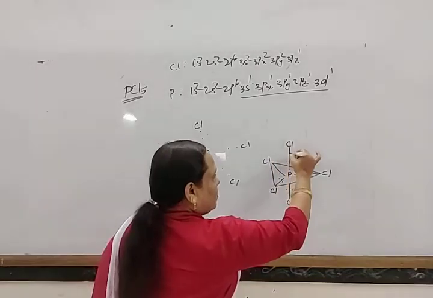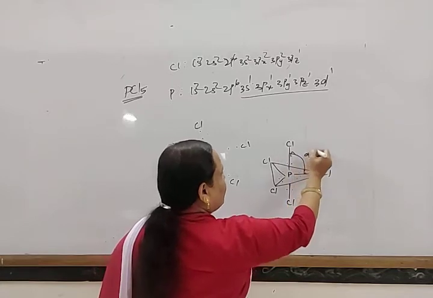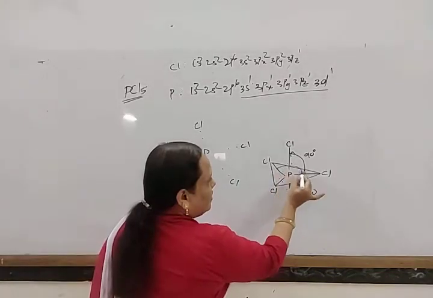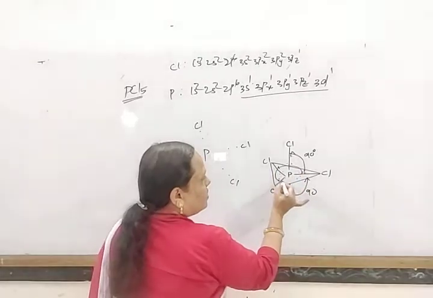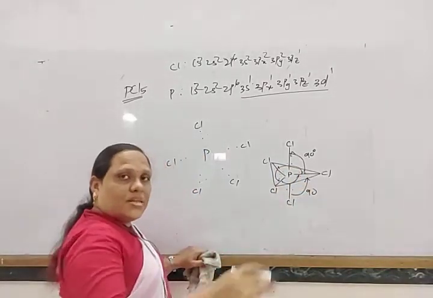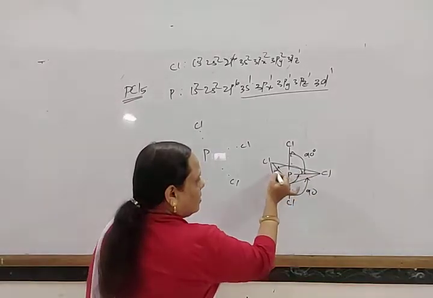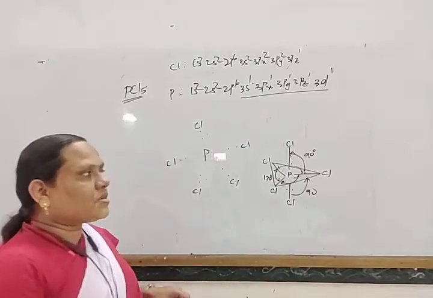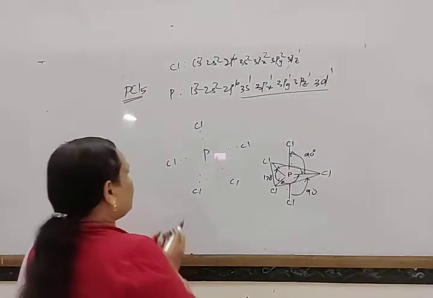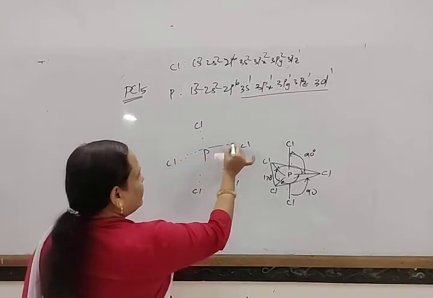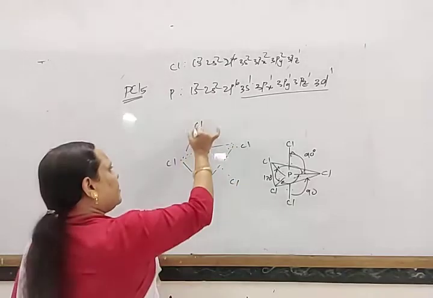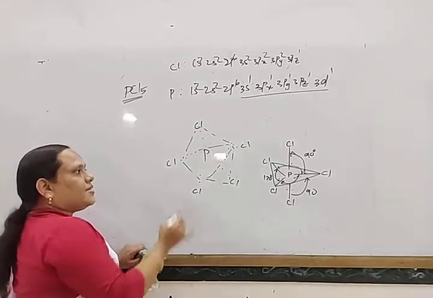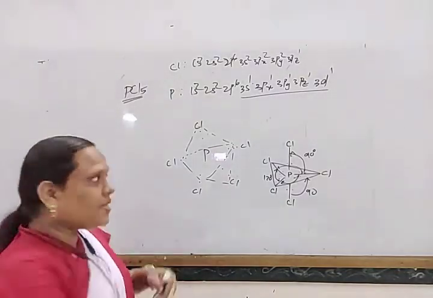The bond angle between the axial chlorine and the equatorial chlorine is 90 degree, and this is 90 degree. But the bond angle between the chlorine atoms which remain in the plane, between this and this, becomes 120 degree. This shape is called trigonal bipyramidal. If you arrange all these, it gives you a trigonal bipyramidal shape.